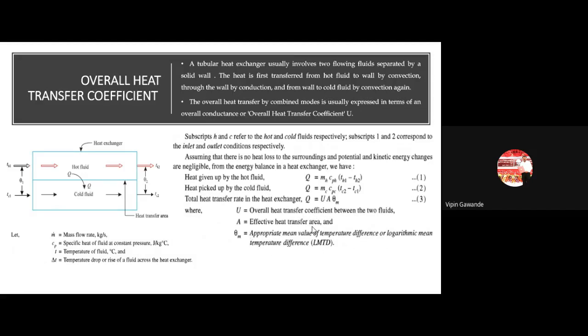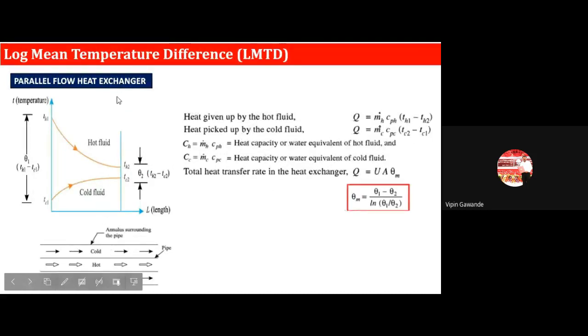Now, while calculating you have to remember only these three formulas. The first formula is Q is equal to UA theta m. And how to calculate this Q? Its value is mh Cph Th1 minus Th2, or mc Cpc Tc2 minus Tc1. Either one value we can take for this Q, and this is equal to UA theta m. This is for the overall heat transfer coefficient. So remember this formula. We'll start with this formula and calculate the unknown temperature in the problem.